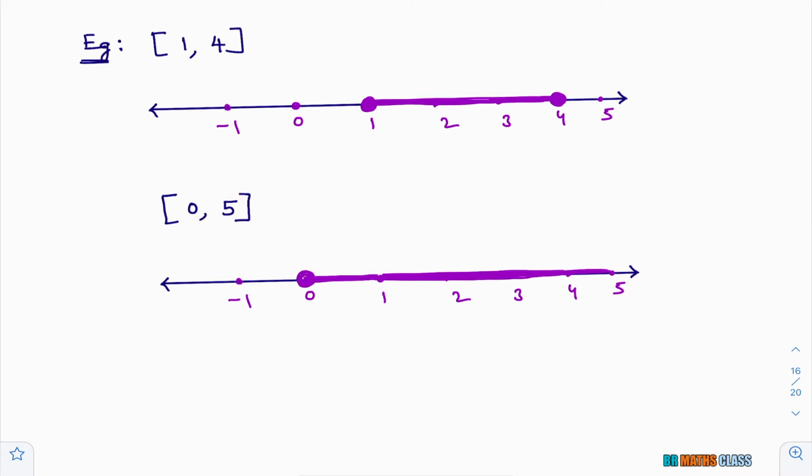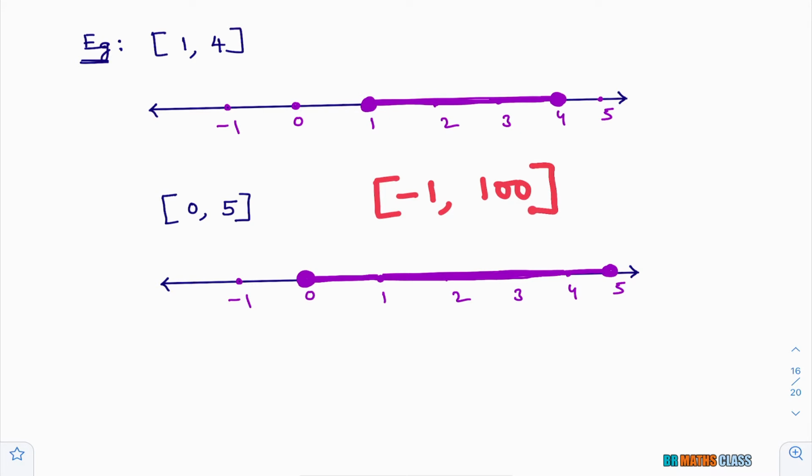Now here I'll draw a dark circle. This dark circle indicates that 0 is a part of this interval. And here for 5 also a closed bracket is there, so 5 is also included. I hope you understand what is meant by closed interval 0 comma 5. Closed interval 0 comma 5 means it contains all real numbers between 0 and 5, including both 0 as well as 5.